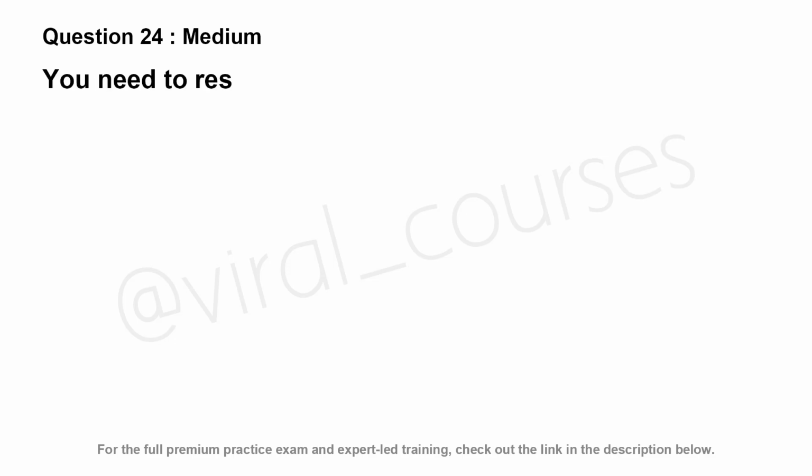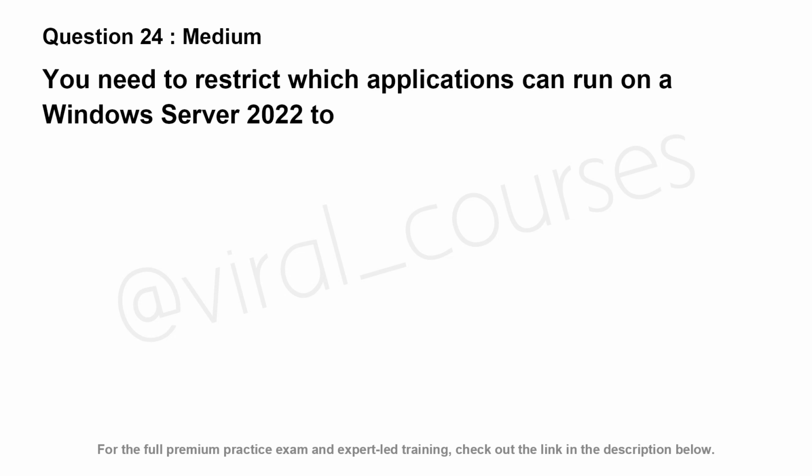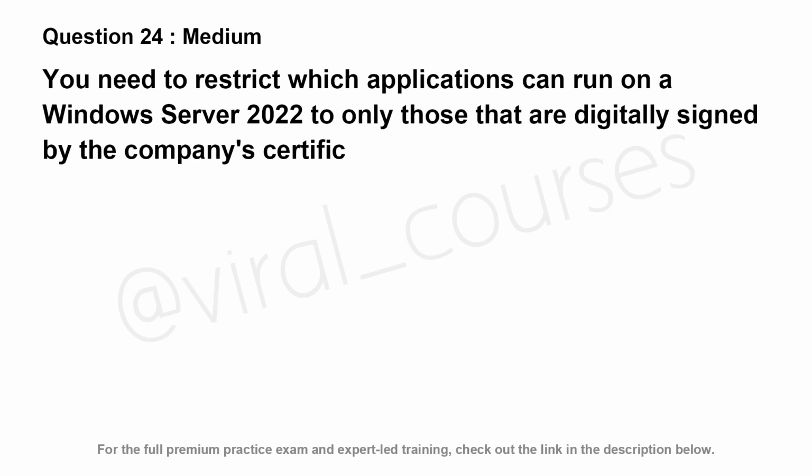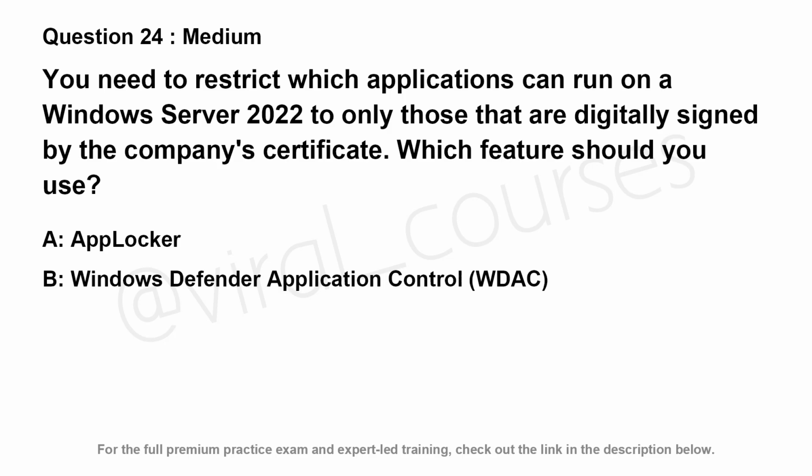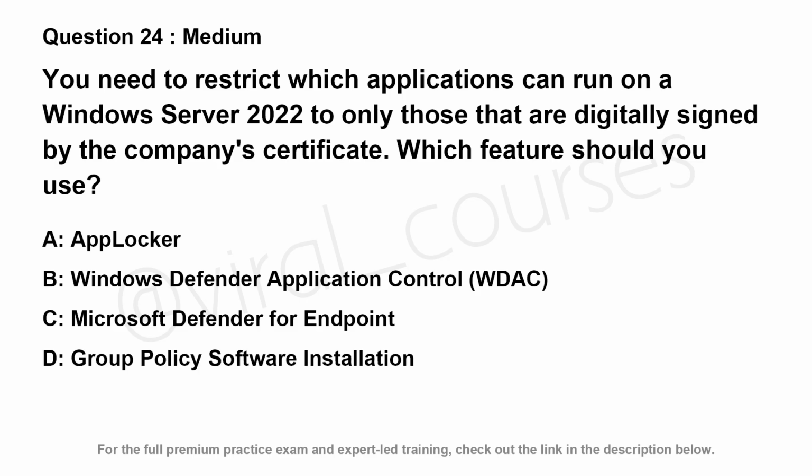You need to restrict which applications can run on a Windows Server 2022 to only those that are digitally signed by the company's certificate. Which feature should you use? Option A. AppLocker. Option B. Windows Defender Application Control, WDAC. Option C. Microsoft Defender for Endpoint. Option D. Group Policy Software Installation.